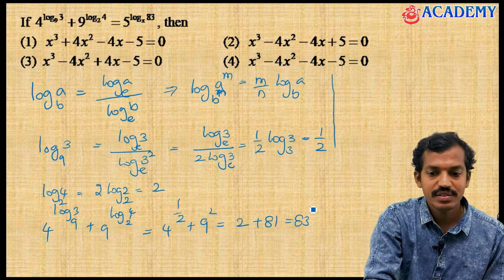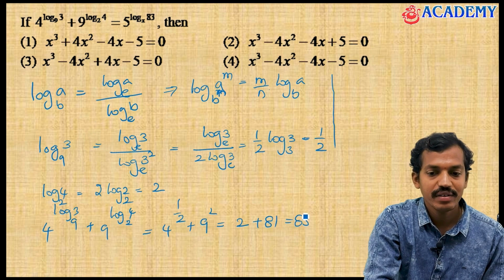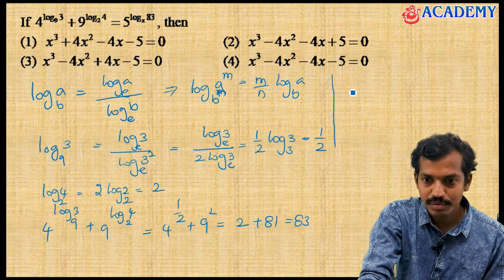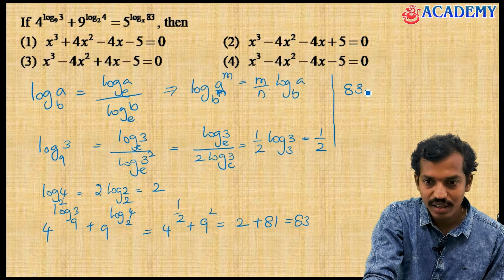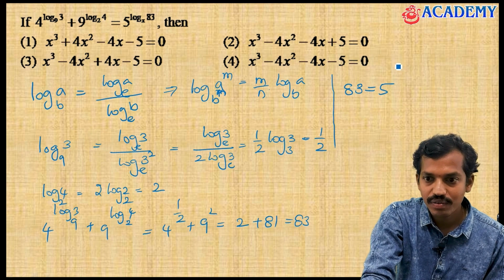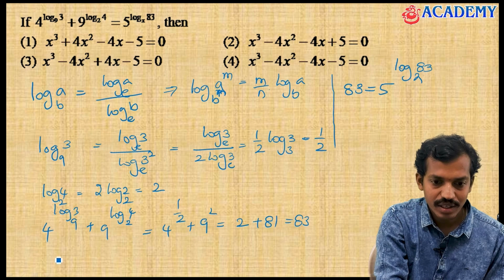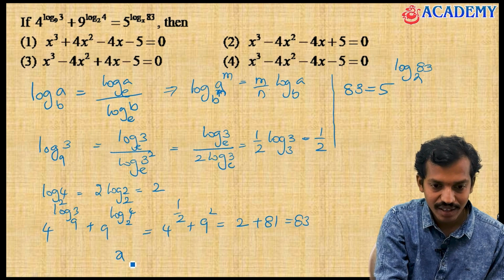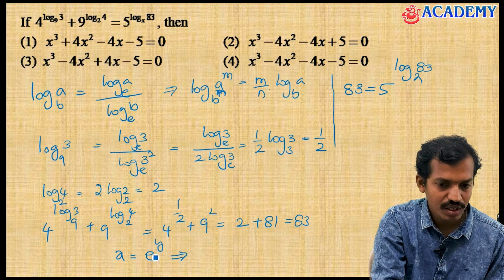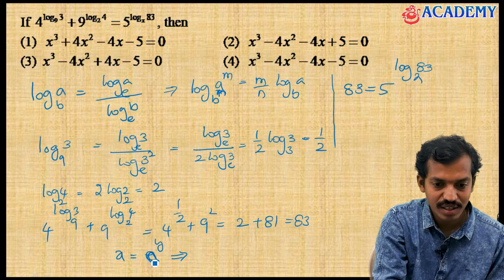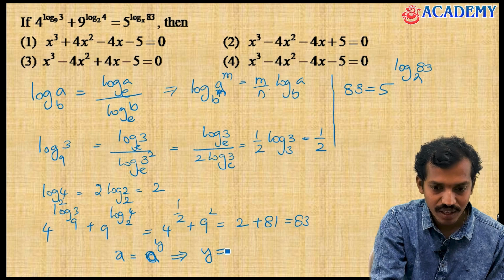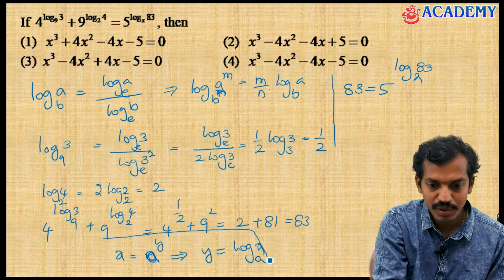Here we got 83 directly. I am substituting the equation 83 equals 5 to the power of log 83 base x. Actually, suppose we have x equal to e power y. Not only e, for any base a, if a power y equals x, we can write y equal to log x base a. This is the rule of logarithm and exponential relation.